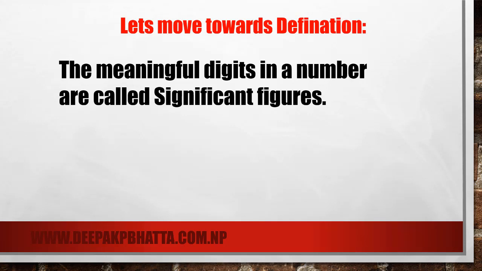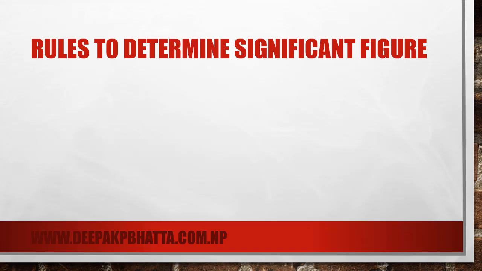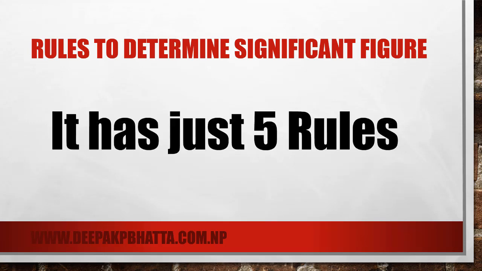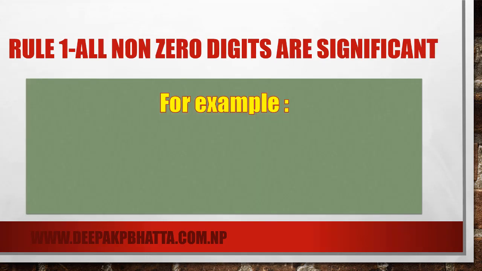Those digits which give the meaning of a number are called significant figures. Rules to determine the significant figures: it has just 5 rules. Rule number 1. All non-zero digits are significant. It means the numbers from 1 to 9 give the concept of significant figures.